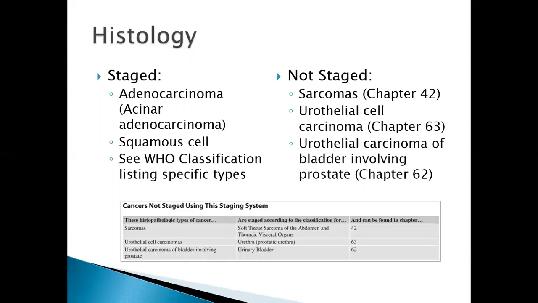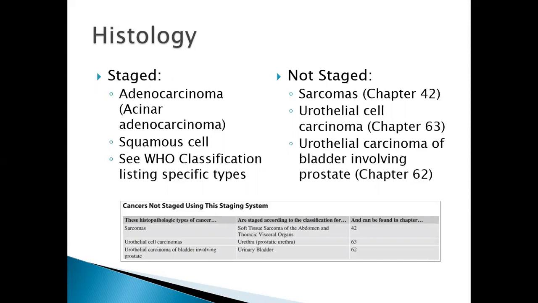Adenocarcinoma is the most common histology of prostate cancer that uses chapter 58 for AJCC staging. Remember from our solid tumor rules, acinar adenocarcinoma is the same thing as adenocarcinoma when it comes to prostate cancer. There is a listing of the WHO classifications of tumor histologies on the first 2 pages of the chapter. I'll show you an example of that in a moment. These are the histologies that we would use this chapter to assign the AJCC staging.